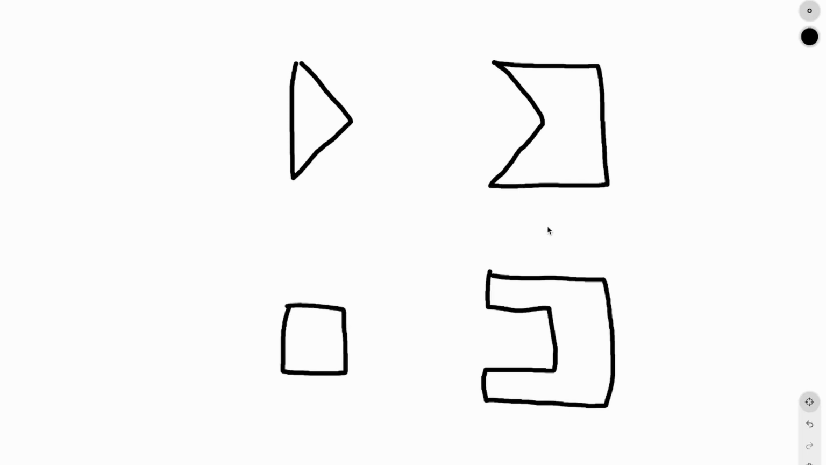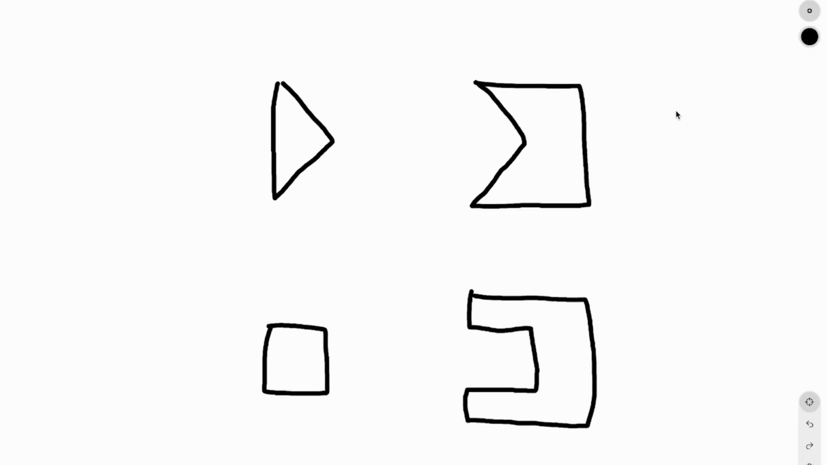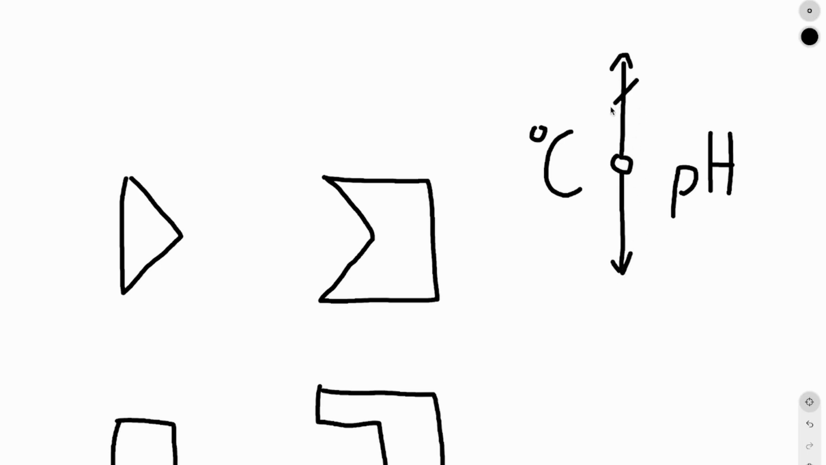Enzymes are shaped specifically for a certain substrate. They become specific like this through protein folding. I went over what that's like in a previous video about proteins. Due to being proteins, enzymes also have certain environmental conditions that are required for them to function. If the temperature or pH is too high or too low, the enzyme will denature and lose its specific shape, preventing it from doing the reaction it's meant to do.